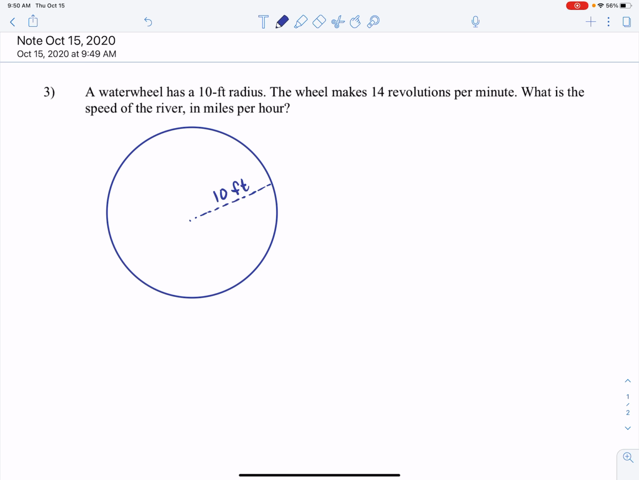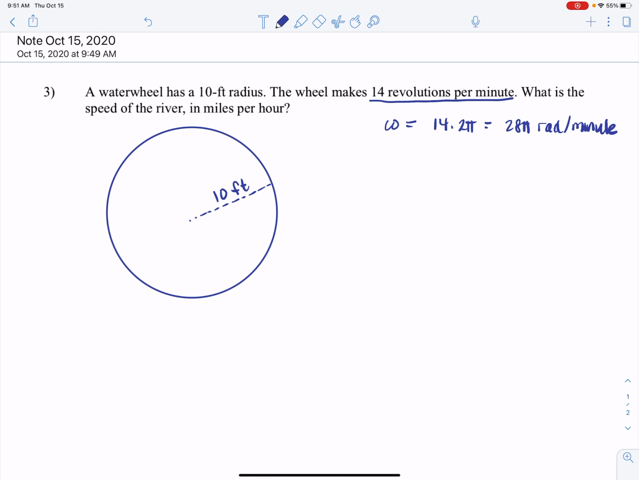All right, and we know that it's going around 14 revolutions per minute. Now, what that means is it's making one full revolution 14 times every minute. So this means that the angular velocity, which we call omega, is 14 times 2 pi, which is 28 pi, and that's radians per minute.